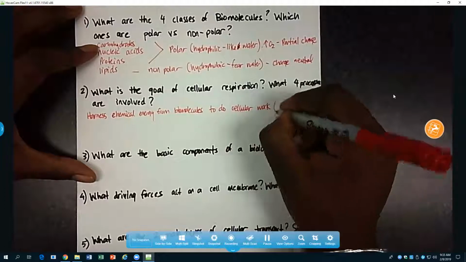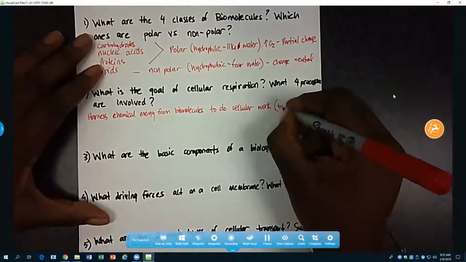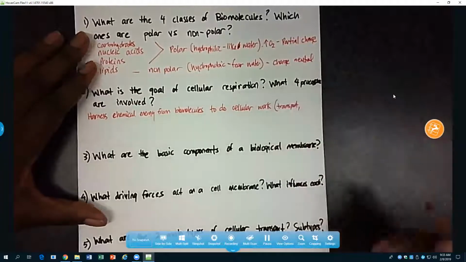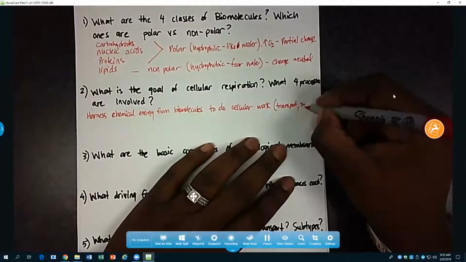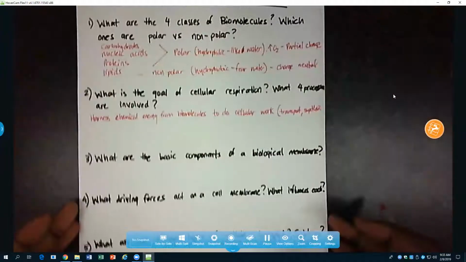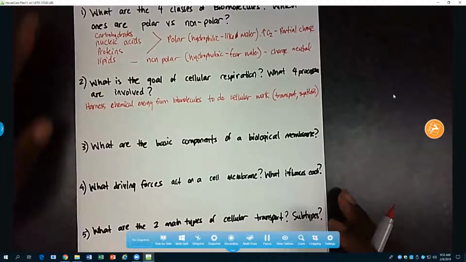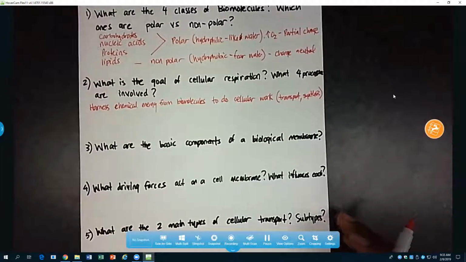And what were some examples of cellular work that we talked about? What are some things the cell had to do that it needed energy for? Transport of substances. Synthesis of certain substances, synthesis of hormones, enzymes, repairing DNA, all those types of things require energy, okay? And so that was the goal of cellular respiration. So we bring in our food, those are reduced to biomolecules, and then we can harness the energy from those biomolecules for the cell to do work, okay?